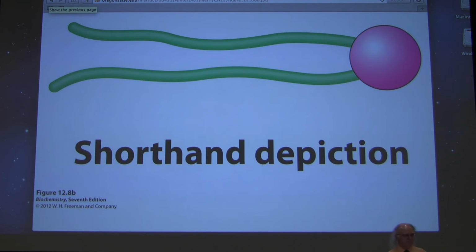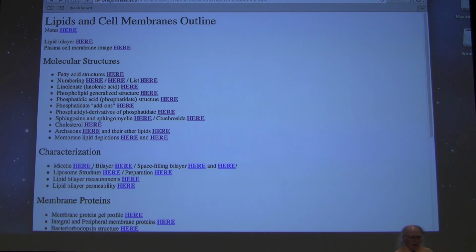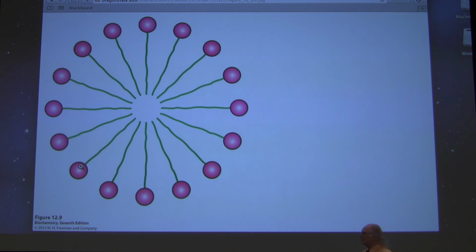Shorthand depiction. Polar, nonpolar. Okay. Well, if I take fatty acids and I mix them in water, I get something called a micelle. The micelle looks like this because they only have a single tail sticking off of them, a fatty acid and the polar end. Soap has this structure. Soap is basically fatty acids that have a sodium put on them instead of a proton.